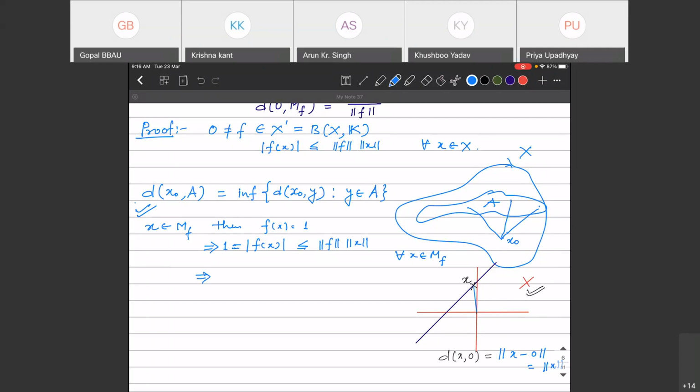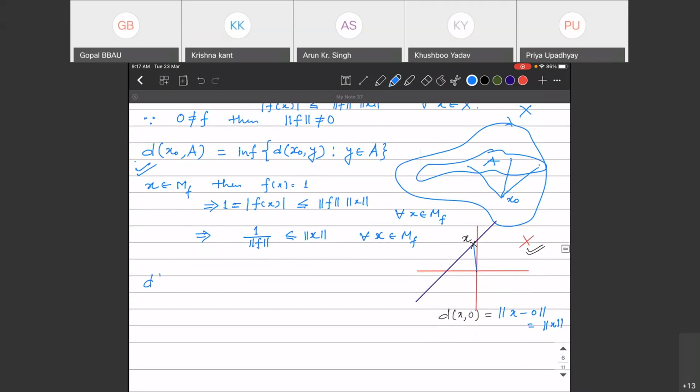From here, since f is non-zero, norm f is non-zero, norm f is positive, correct? Then norm f is strictly positive. So this means 1 by norm f is less than or equal to norm of x, and this is also true for all x in MF. Okay, correct?